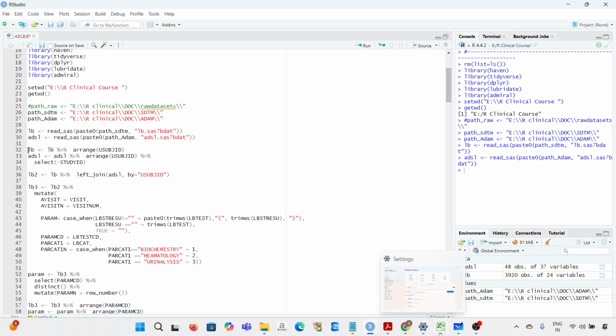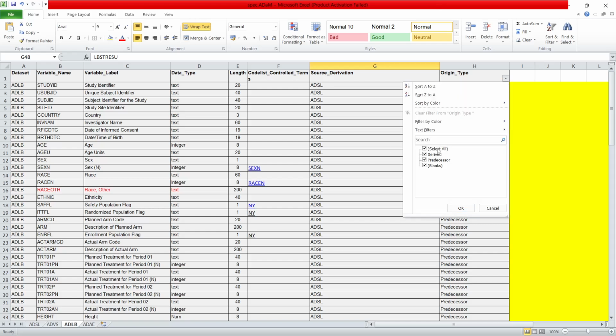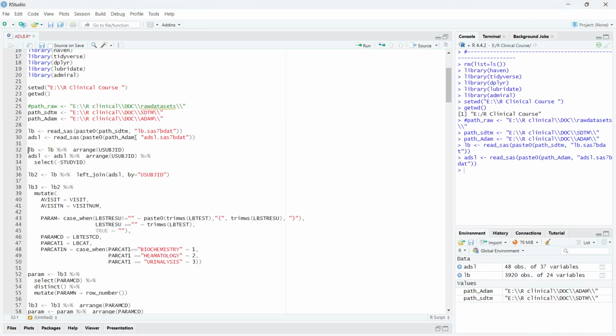Now when we check the specification, we have predecessors. There are plenty of variables we have to derive. Most of them are predecessors, coming from the ADSL dataset, so we don't need those right now. I'm just filtering those out. We have almost 15 variables to derive in this program: VISITN, PARCAT, PARAM, AVAL, BASE, CHG, PCHG, the analysis baseline flag, and shifts. These are the variables we have to derive in this dataset.